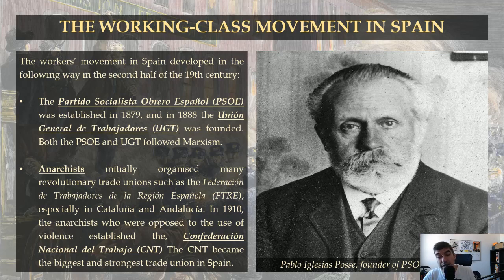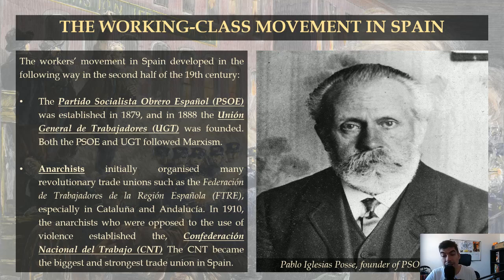And the anarchists initially organized many revolutionary trade unions, such as la Federación de Trabajadores de la Región Española, la FTRE. Anarchism was the main ideology in Spain at the end of the 19th century and the first half of the 20th century, especially in Catalonia and Andalusia. Why? Because Catalonia was the most industrialized region in Spain and Andalusia was the most important agricultural region in Spain.